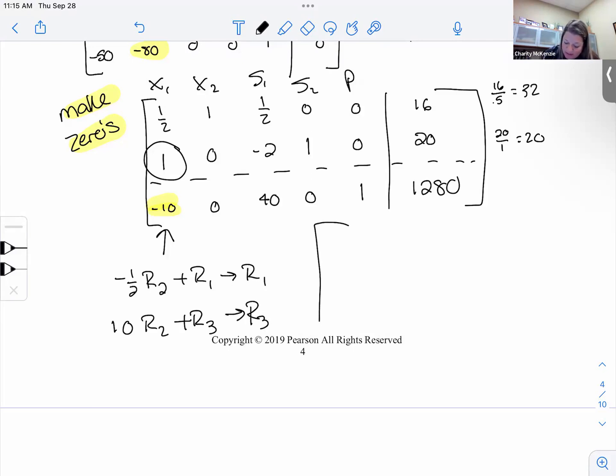Okay, I'm going to squish it in over here. So -1/2 times row 2 plus row 1, replace on row 1, gives us that 0. And then -1/2 times 0 plus 1 is a 1. -2 times 1/2 is -1.